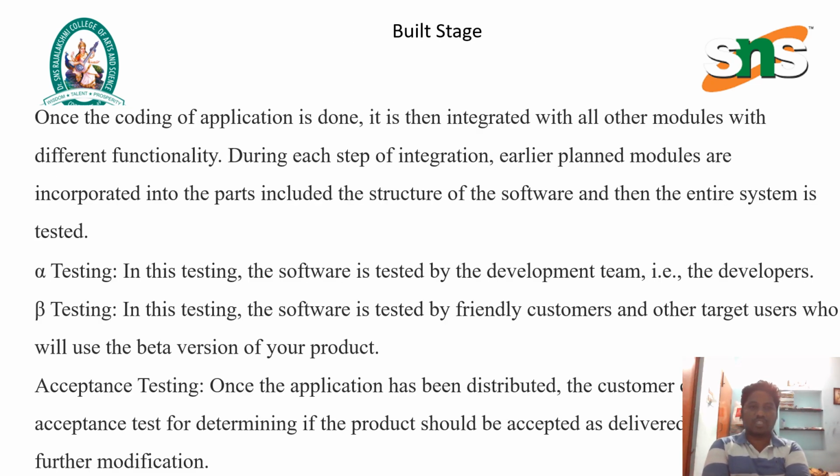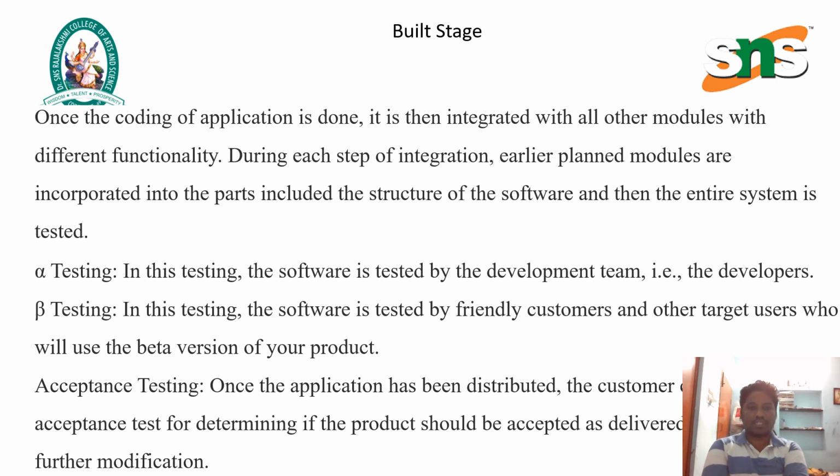The fourth is the build stage. Once the coding of the application is done, it is integrated with all other modules with different functionality. During each step of the integration, early plans of the modules are incorporated into the part, including the structure of the software, and then the entire software is tested: alpha testing and then beta testing.